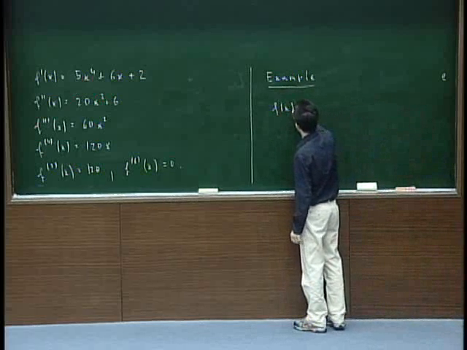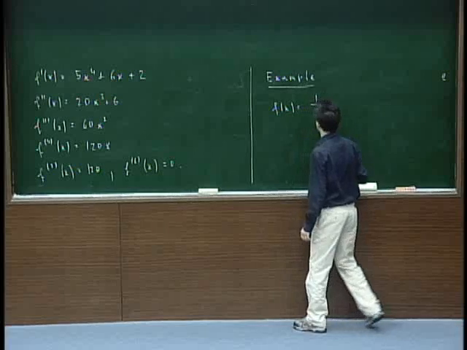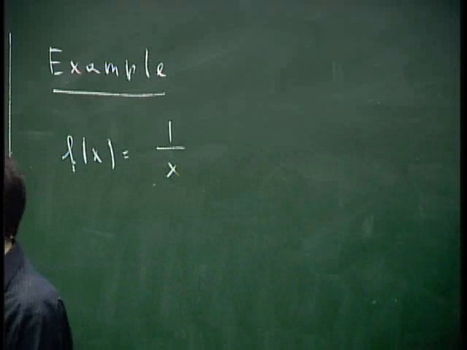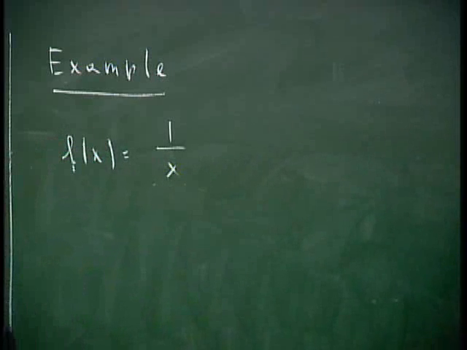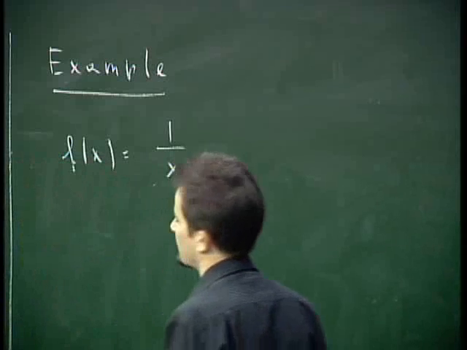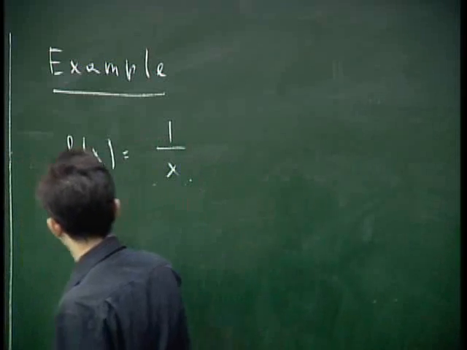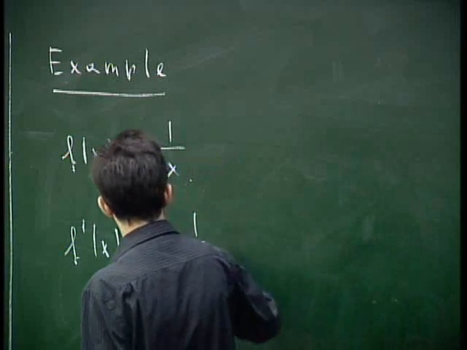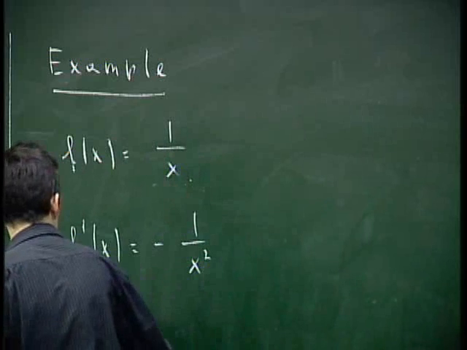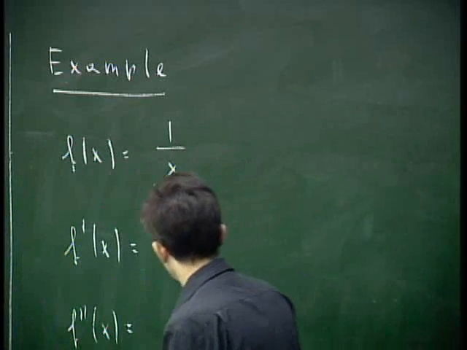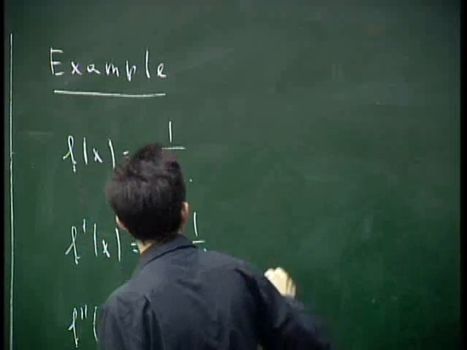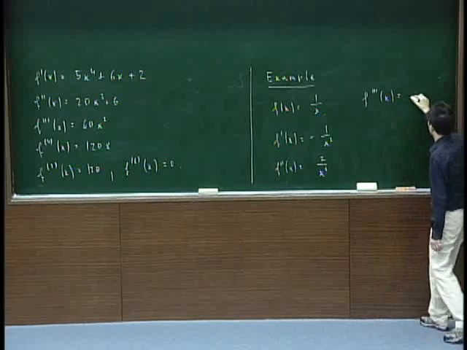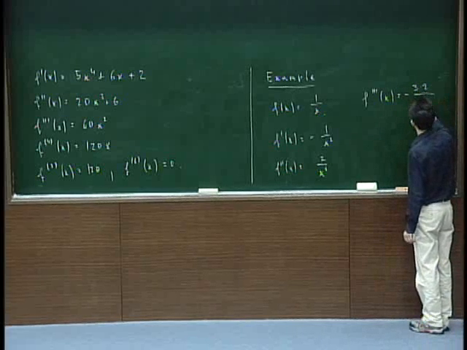It would be this one. f of x is equal to 1 over x. So what is the nth derivative? In our textbook, you can find such examples. For more complicated functions, you are asked to find an expression for the nth derivative. Sometimes it's more complicated. This here is an easy example. So you see the first derivative is minus 1 over x squared. The second derivative is 2 over x cubed. The third derivative is minus 3 times 2 over x to the 4th.